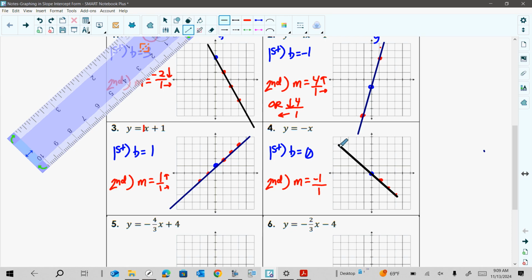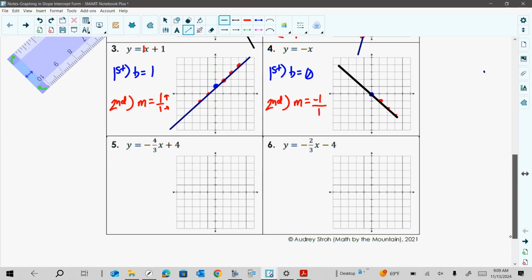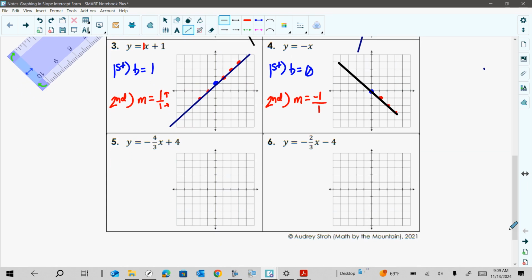All right, so I'm not saying you have to write out b equals, m equals. If you know it, you just have to show it on your graph. So we could just apply it on number 5 and 6 here. So our b, that's our starting point, is what value? 4. So we should start on the y-axis at 4. 1, 2, 3, 4. There we go.